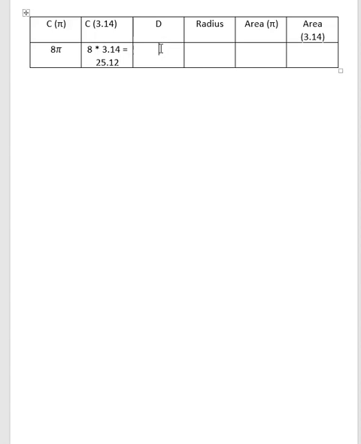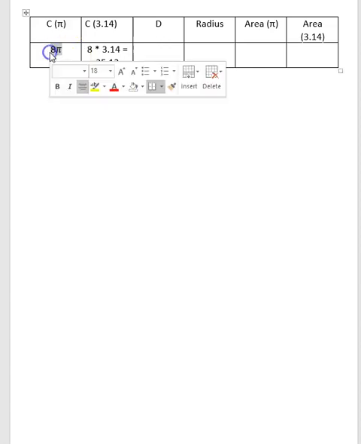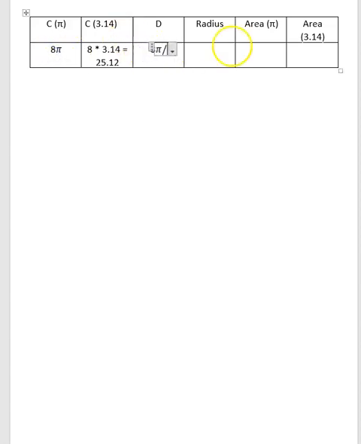To find a diameter, we take the 8 pi and we divide by pi. So 8 pi divided by pi is equal to 8. To get from a diameter to a radius, we divide by 2. So 8 divided by 2 is 4. To get an area, pi r squared sounds like area to me.